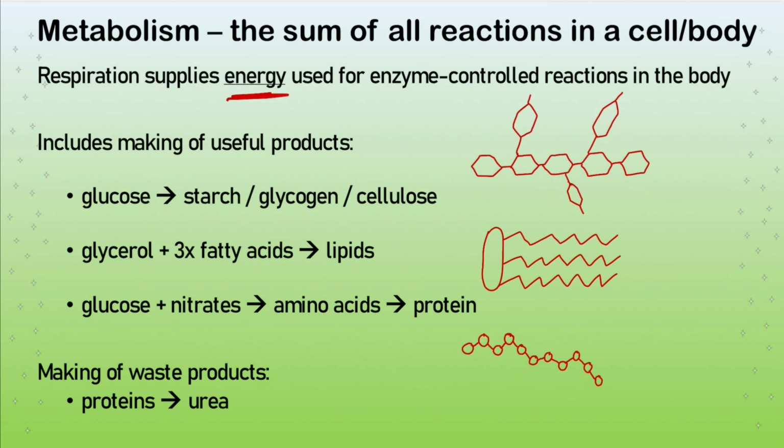And the final thing that we might use energy in from respiration in metabolism is in making of waste products. So proteins can't be stored in our body. We use them and then we break them down and have to get rid of them. And if we break them down, they form eventually something called urea. And you'll come across this more in paper 2 when you look at homeostasis and the production of waste in the body. So these are just examples of reactions of metabolism.